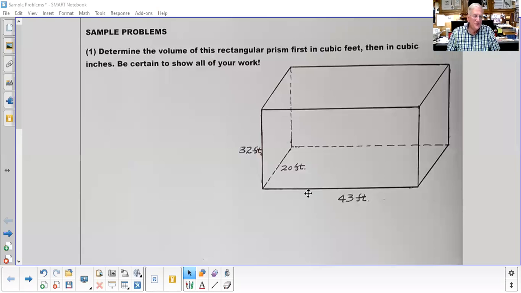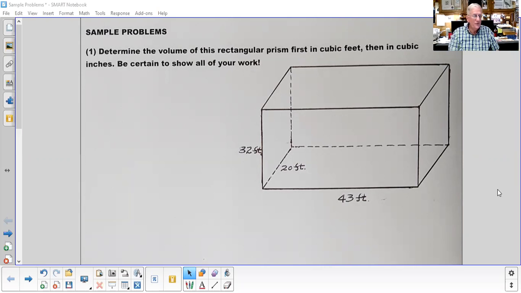Please follow along with me as I do this first volume problem example. You can see that we have a rectangular prism here, and we wish to get its volume. How do we do that? Well, as I said, please follow along with me as I do this problem.